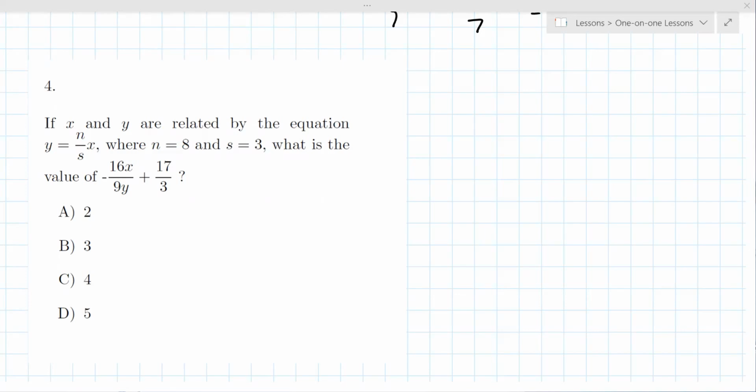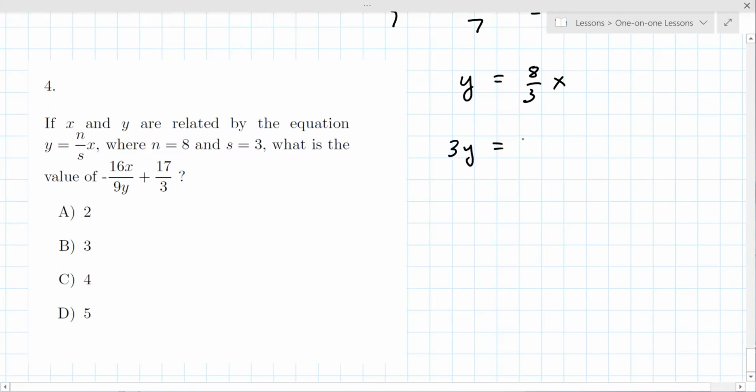All right, so in that case you almost want to start over. So you've got n over s, that's 8 over 3x. Let's just cross multiply here, or just clear the 3. So 3y equals 8x. Yeah, I got that. You've got negative 16x over 9y plus 17 over 3. Looks like you want to multiply it by 2. I always forget negatives. I leave them out. Yeah.